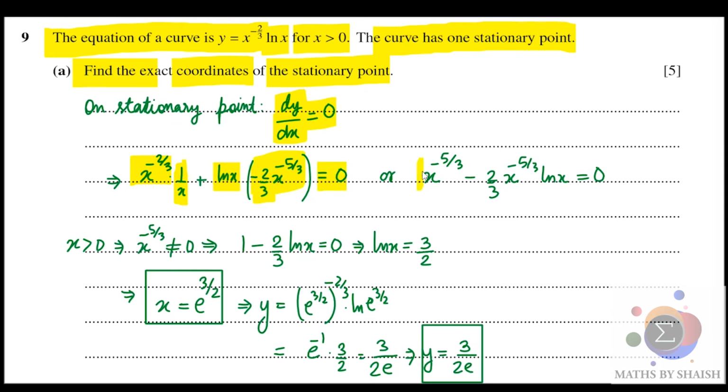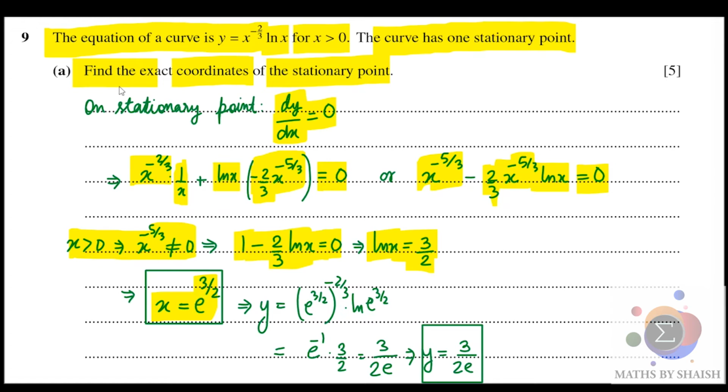We got x to the power minus 5 by 3 minus 2 by 3 x to the power minus 5 by 3 ln x equals 0. Since x is greater than 0, x to the power minus 5 by 3 cannot be 0. Altogether, we then get 1 minus 2 by 3 ln x equals 0, which gives us ln x equals 3 by 2. So if ln x equals 3 by 2, from here directly we get x as e to the power 3 by 2.